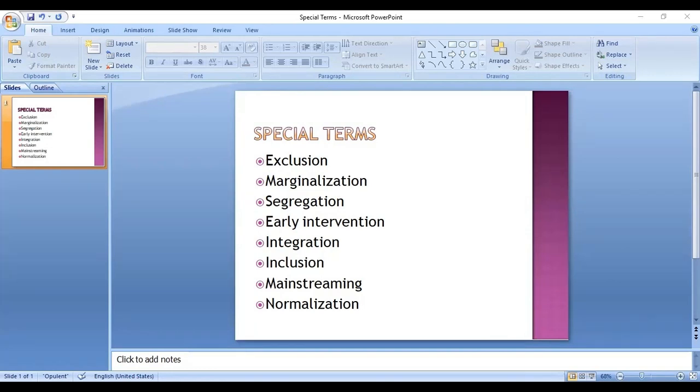And now, see what is exclusion. Exclusion means you all know. I'll show you a diagram. Today we will go through all these terms. First, we will have an idea of exclusion, marginalization, segregation, integration, and inclusion. After that, we will go for other concepts. These are very important terms which are used in inclusive practices, and you have to understand them. That is very important.